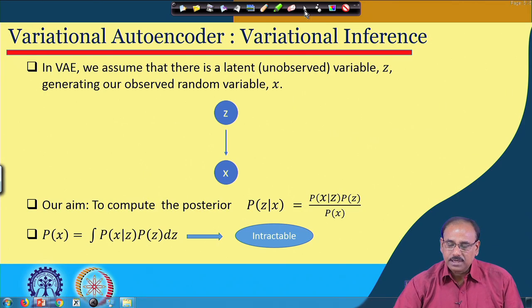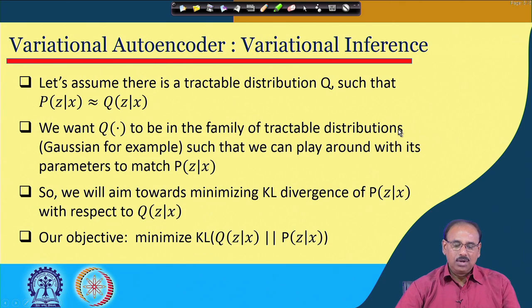So, as this integral is intractable, what is the way out? What we can do is assume that there is a tractable distribution q, and we want p of z given x to be similar to q of z given x, where q is a fully tractable distribution. We assume that this distribution will be a Gaussian, and it will have a mean and a variance.